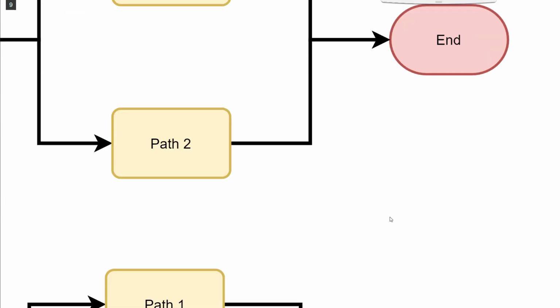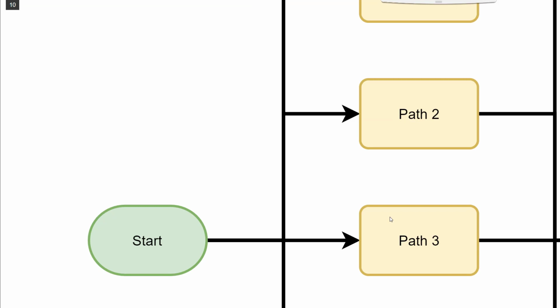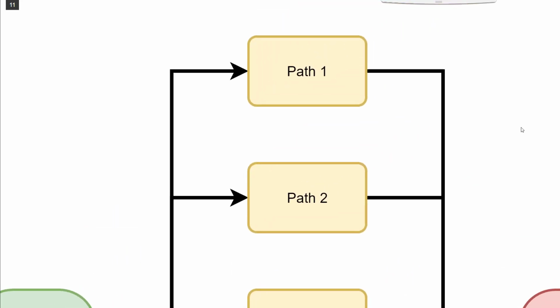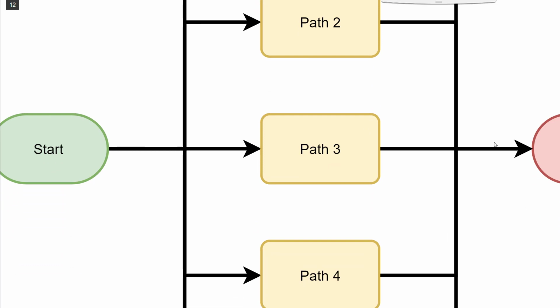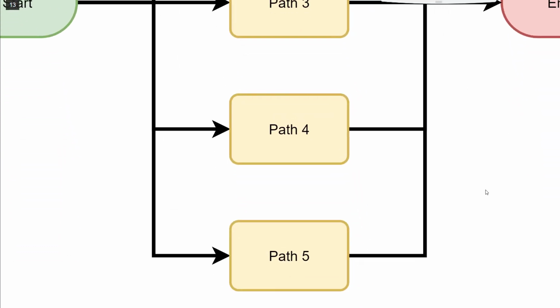The next structure I want to talk about is the multipath. So we have our start just like before, but what we have is a series of paths. Depending on what we encounter, maybe we go down path 1, or maybe we go down path 2. Maybe we go down path 3. Maybe we go down path 4. And maybe we go down path 5. And again, these are mutually exclusive, right?